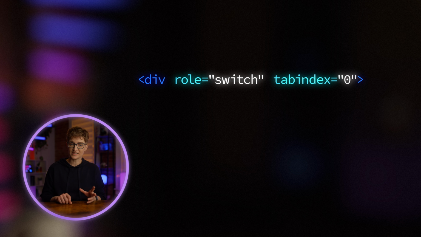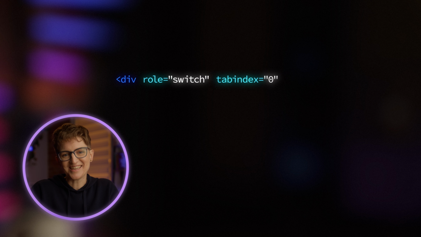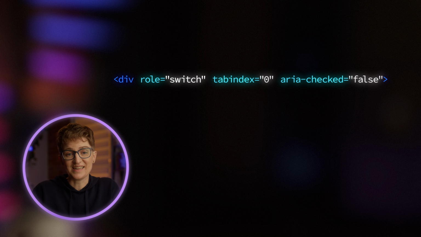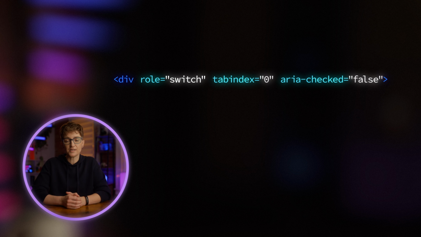Next, you need to tell assistive tech what state your switch is in. There's an attribute for that. I seem to say that a lot. The ARIA checked attribute handles this, and the values are just false or true. There's some CSS work here to do too, because you'll probably want to make the false and true states look different. That's just heads-up UI work.